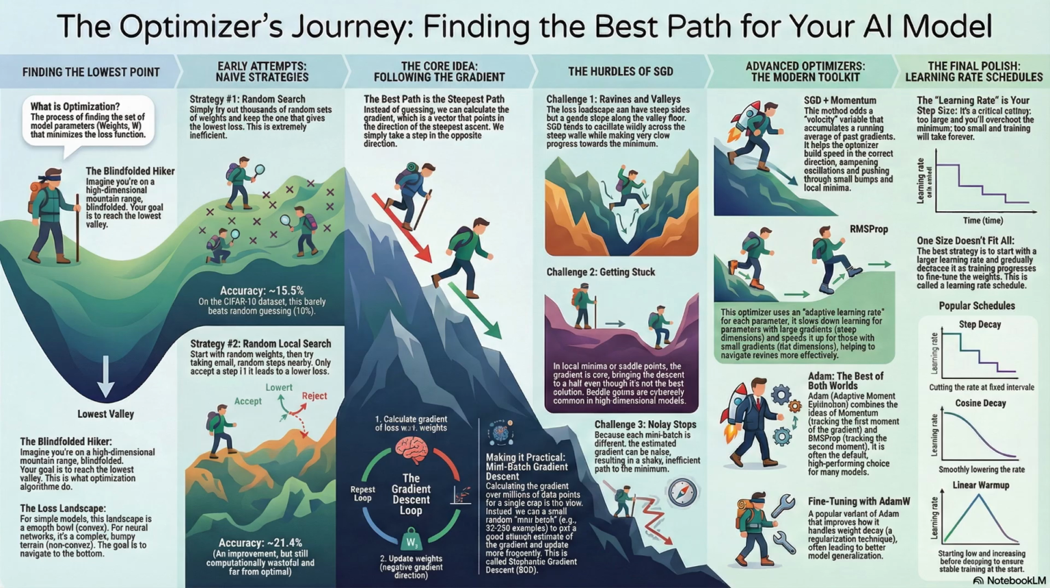But with every step comes a critical decision. How far do you jump? And this brings us to probably the most frustrating hyperparameter in all of machine learning, the step size, or as it's more commonly called, the learning rate. Back to our blindfolded hiker.